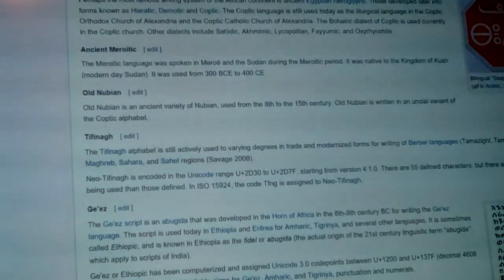But ancient Egyptian is probably one of the most famous African writing systems there are. It's Egyptian hieroglyphs, and it developed later into forms known as Hieratic, Demotic, and Coptic. Coptic is still used today as a liturgical language in the Coptic Orthodox Church of Alexandria and the Coptic Catholic Church of Alexandria. The Bohairic dialect of Coptic is usually used in the Coptic Church. Other dialects include Sahidic. I'm not going to try to say all these names, people. Akhmimic, Lycopolitan, Fayyumic, and Oxyrhynchite. I believe those were all correct.